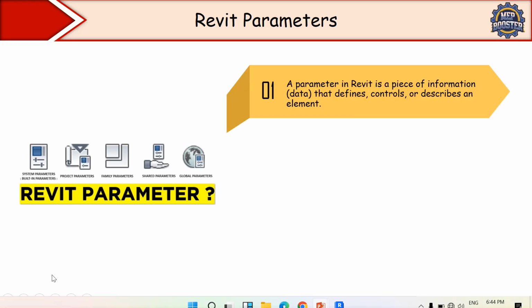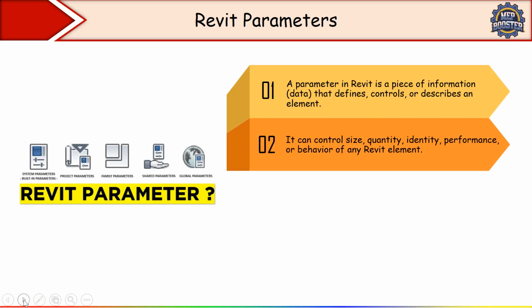Now let's come to our next point. What is given here is that a parameter can control size, quantity, identity, performance or behavior of any Revit element. So a parameter can control size, which means a parameter can change dimension.